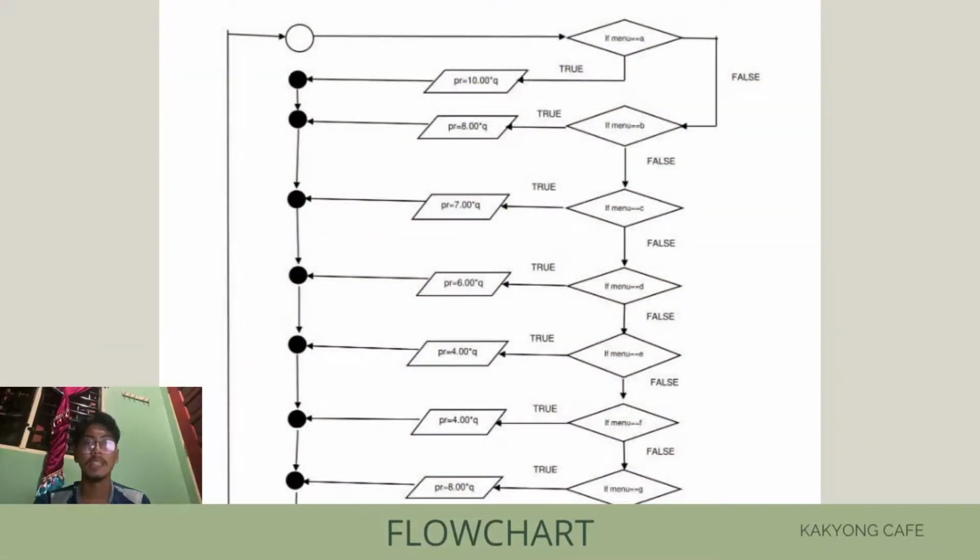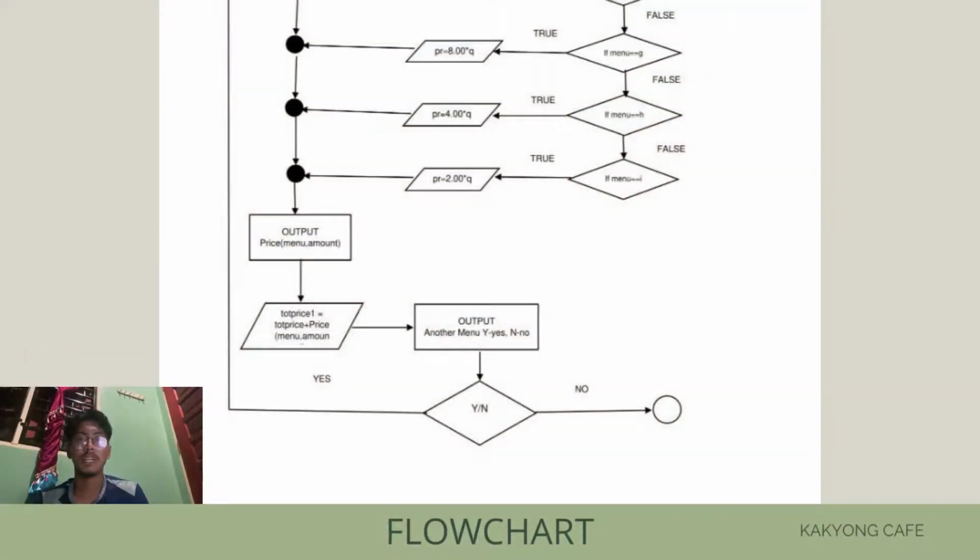Next, this is our calculation based on the menu in the flowchart, where the price for the menu will be multiplied with the quantity of the menu. Then, the output is the price for the menu that has been calculated. Next, the price will be added to the total price to get the overall price for the order. Then, the output asks the customer whether to add another menu. If yes, it will continue to take orders and calculate the price. If no, it will continue to the next part.